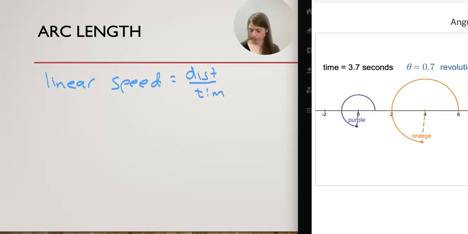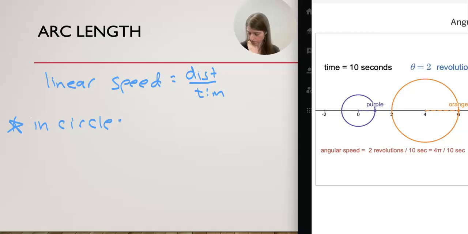And when we're in motion in a circle, we can simplify this and make it a little easier to talk about. You can see that you're going faster. The linear speed, like the running speed, is faster on the orange than it is on the purple. So in a circle, the linear speed is bigger for a bigger radius. So what happens is you multiply the angular speed by the radius.